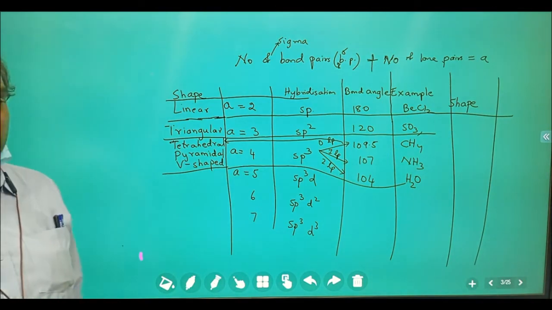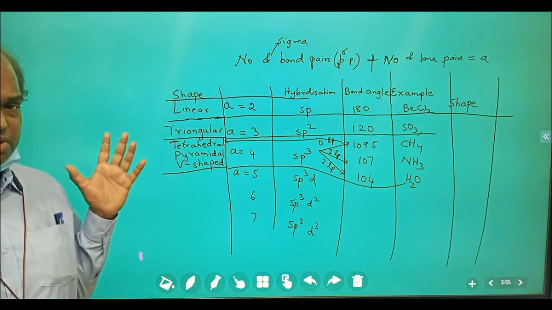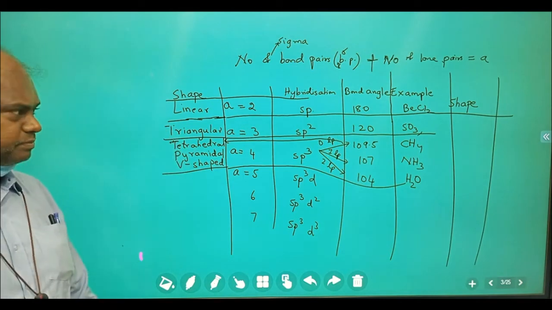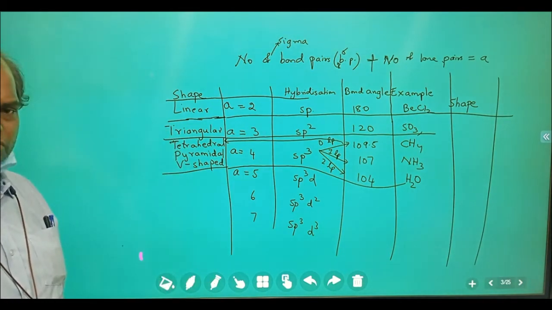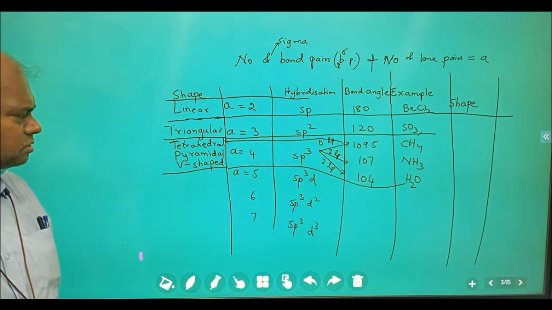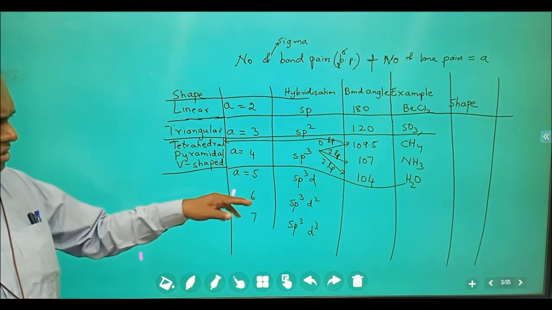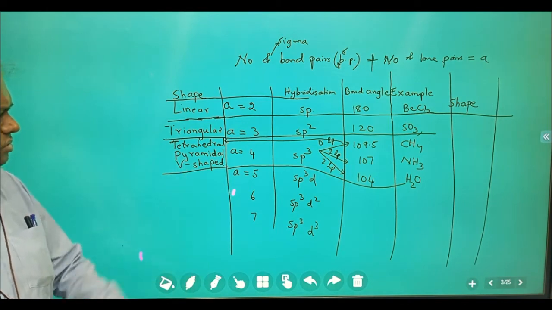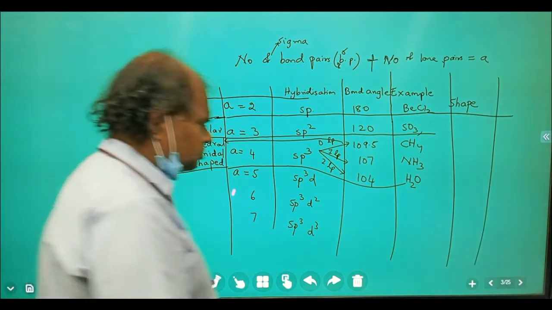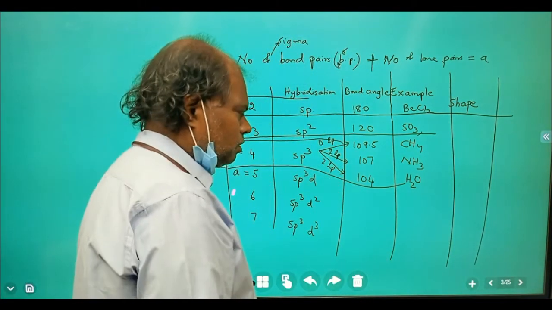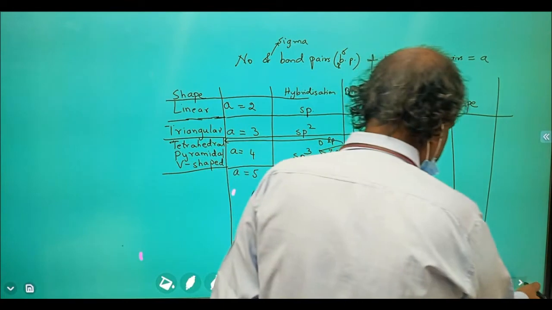Please students, copy this table. This table is 50% of the chapter. If you know this table, you know 50% of the chapter. Okay. Now I'll do this in the next slide. First, can you do this? Just copy this. So let us come to 5 now.